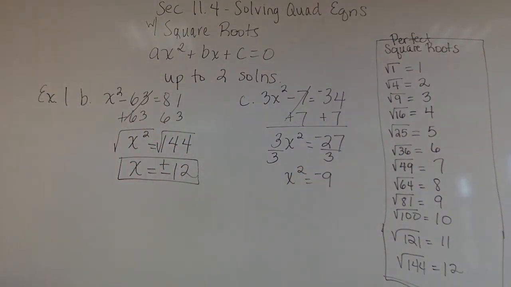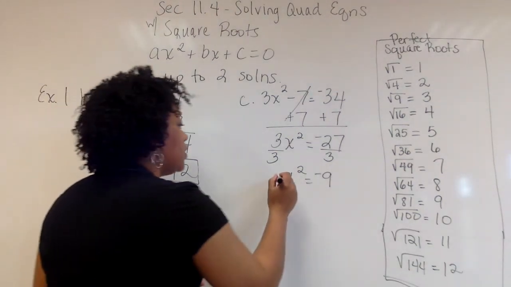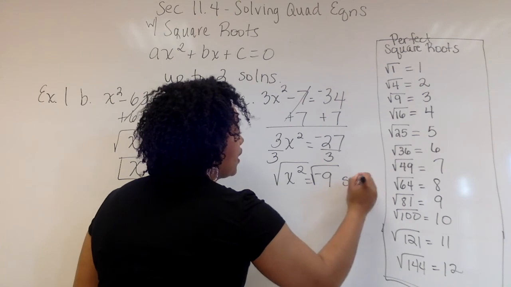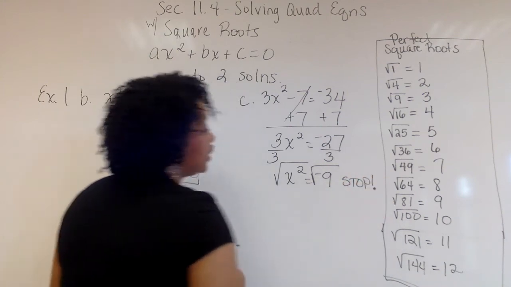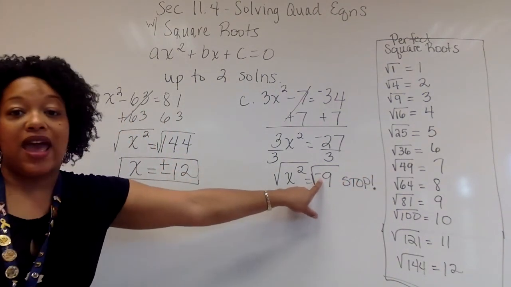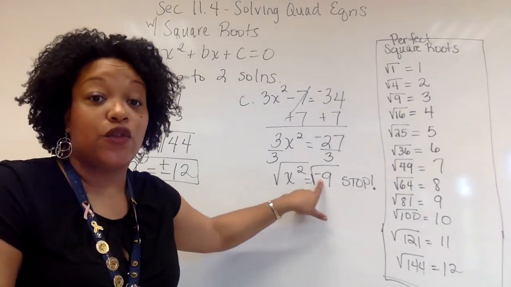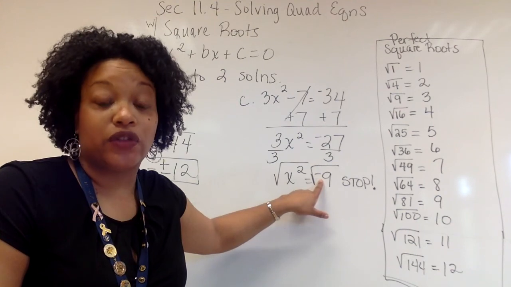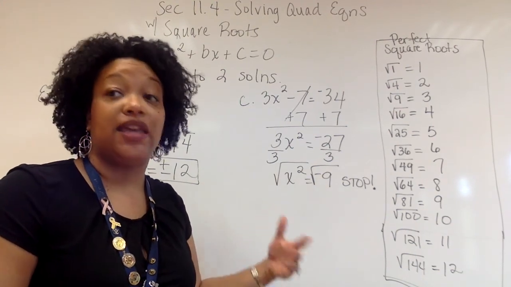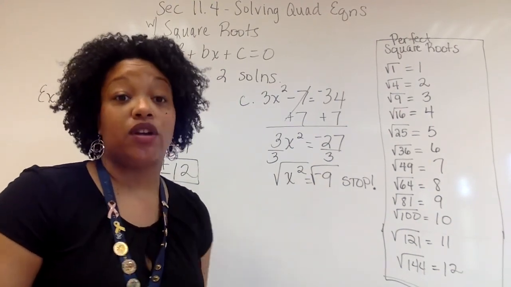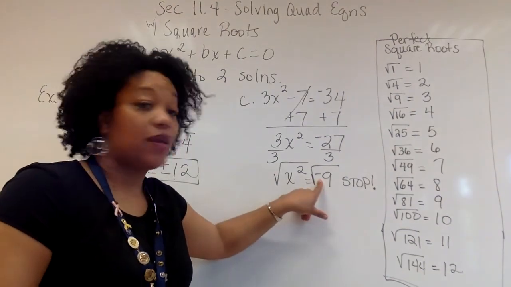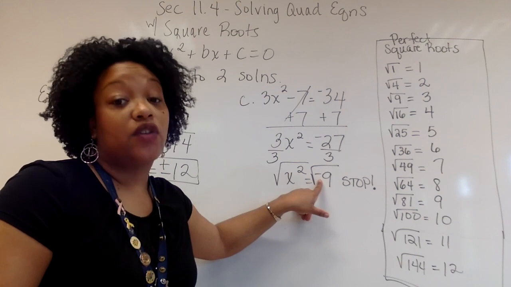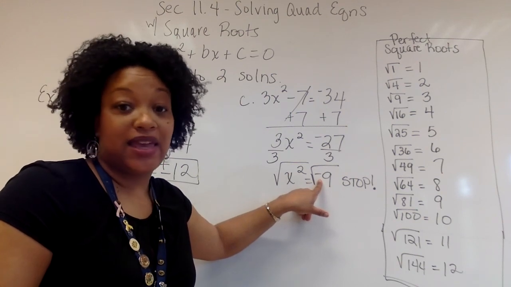Now, let's do the same thing. Square root on both sides, but here is where I want you to stop. Because one thing that you need to learn is that we can never have a negative sign under the radical. It doesn't give you a real solution. And if you don't believe me, grab a calculator and try to put in the square root of negative 9. It's going to give you an error. So this is not going to be a solution.